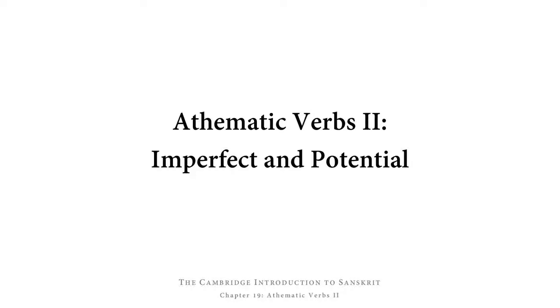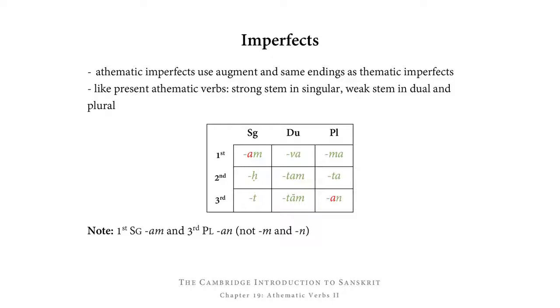Welcome to the video for chapter 19 of the Cambridge Introduction to Sanskrit, which is going to tell you about the imperfect and potential of a-thematic verbs. The imperfect of a-thematic verbs is very similar to that of thematic verbs. Both use the augment and both use more or less the same endings.